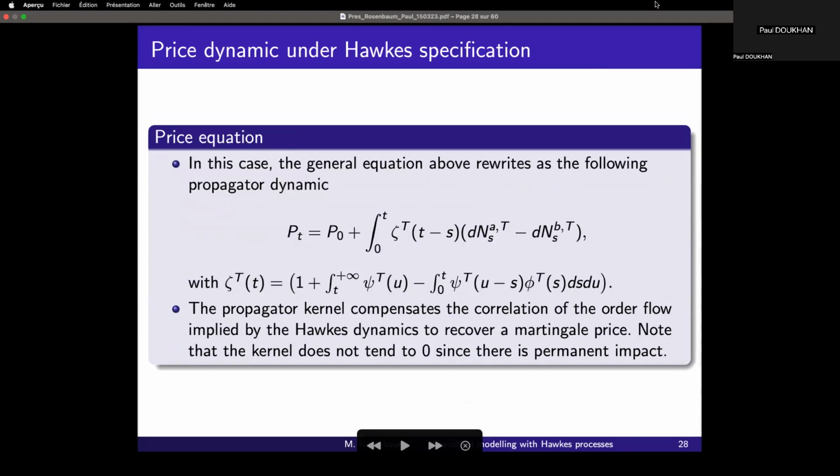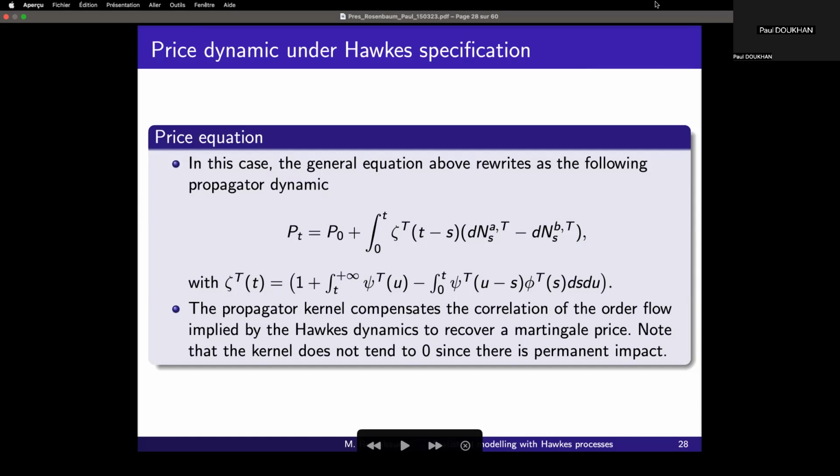The price at time t is the integral of, you have a kernel here that appears, dN^a minus dN^b. So these are the Hawkes process of buy orders and the Hawkes process of sell orders. And this zeta is an explicit function of phi. This psi is a convolution of phi, so all that only depends on phi. What does it mean here? It means that you look at the buy orders and the sell orders. When you have a buy order coming, your price jumps by zeta of 0, and then the price is decaying. If you have a new buy order coming, it's going to jump by zeta of 0. If you have a sell order coming, it's going to jump by minus zeta of 0 and decay.